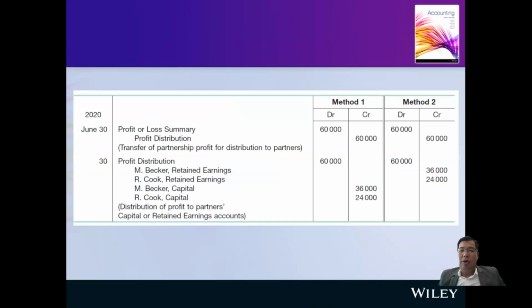Okay, so how are we going to record that? If you use method number 1, only one account, this 36,000 will increase the capital of Becker, and the other will increase the capital of Cook. If you use method number 2, we are not going to change the capital account. We're going to create a new account. We call it retained profit for Becker and retained profit for Cook. The amount is the same, either it goes to the capital or to the retained profit.